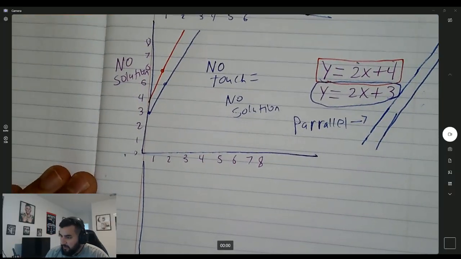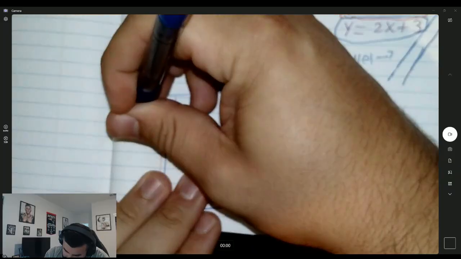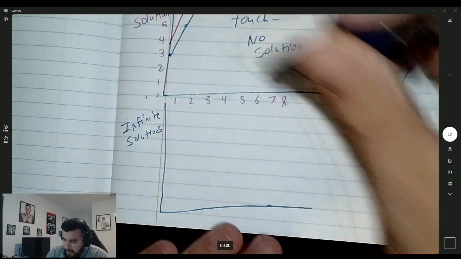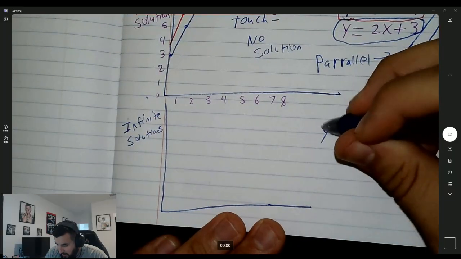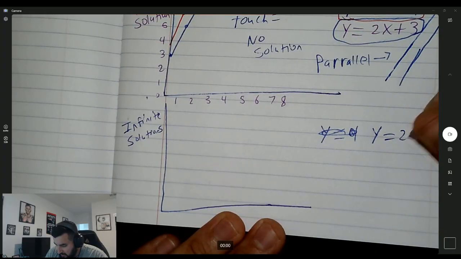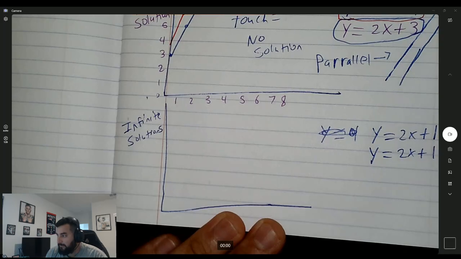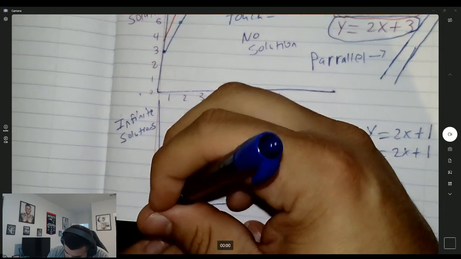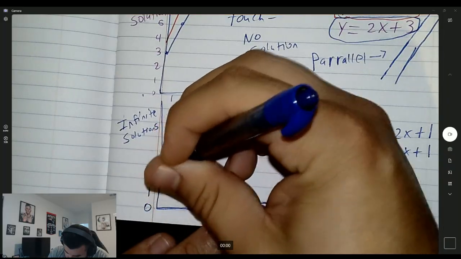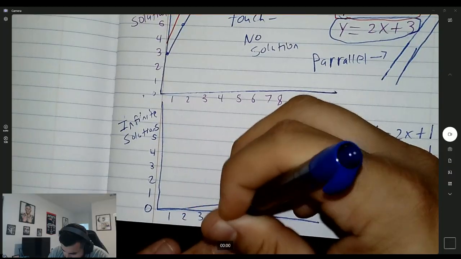Okay, last one right here. We're left with infinite solutions. Now, infinite solutions, let's go y equals 2x plus 1 and y equals 2x plus 1. Okay, and I'll make my little line, make this a little better. Let's see, 0, 1, 2, 3, 4, 5, 1, 2, 3, 4, 5.